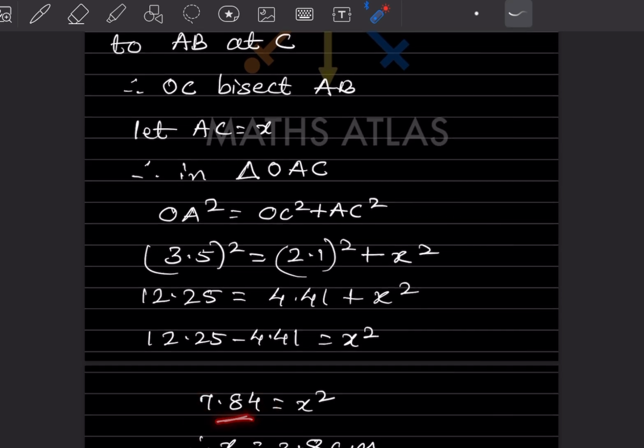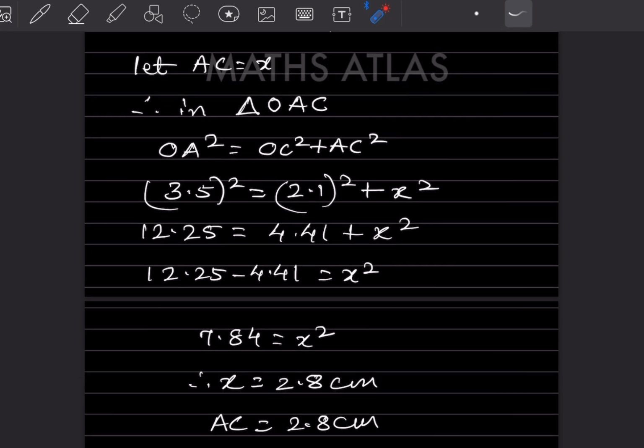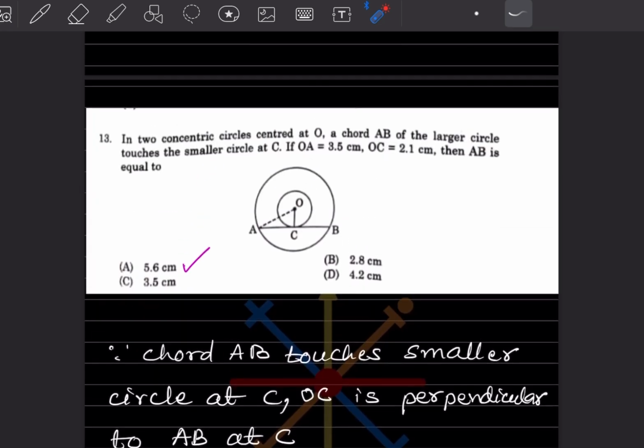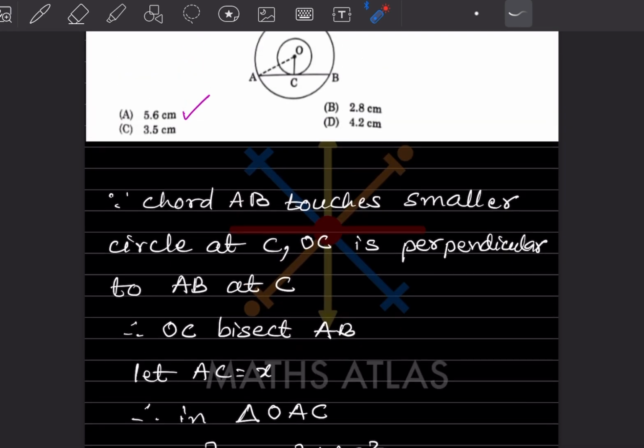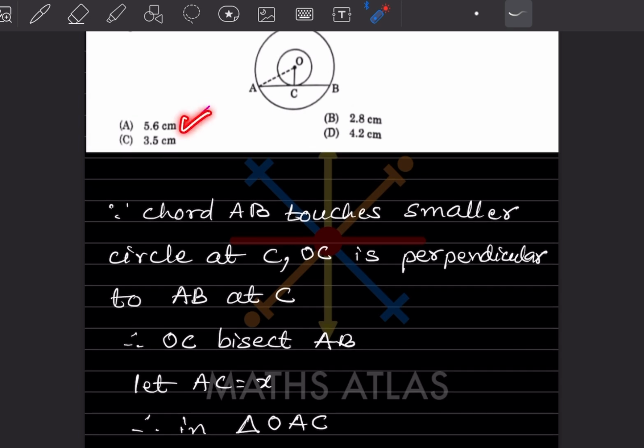So this is a perfect square, 2.8 into 2.8. That is AC, 2.8 centimeter. But they have asked for AB. So AC we got is 2.8. So AB will be the double of it because C is the center of the chord. So AB is 2 into AC, that is 2 into 2.8, that is 5.6. So can you see here, if you forget to double it, that is also an option given, which is wrong.